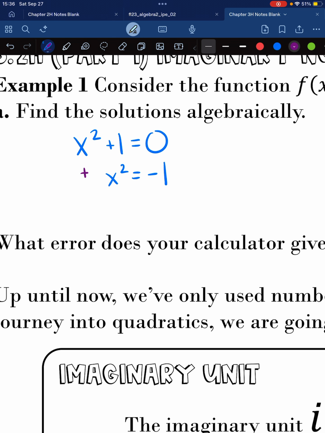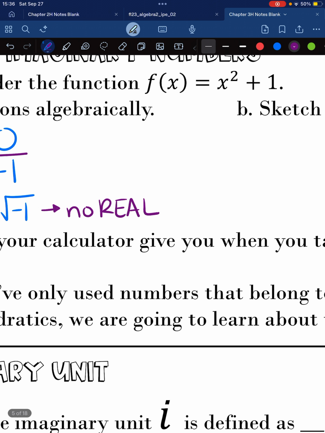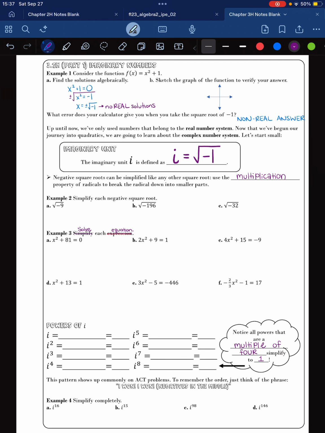Subtract 1 from both sides. Take the positive or negative square root. And we get a situation that we've seen before. We get the square root of a negative, which we know means there are no real solutions because our calculator tells us that we end up with a non-real answer. So what does that mean?